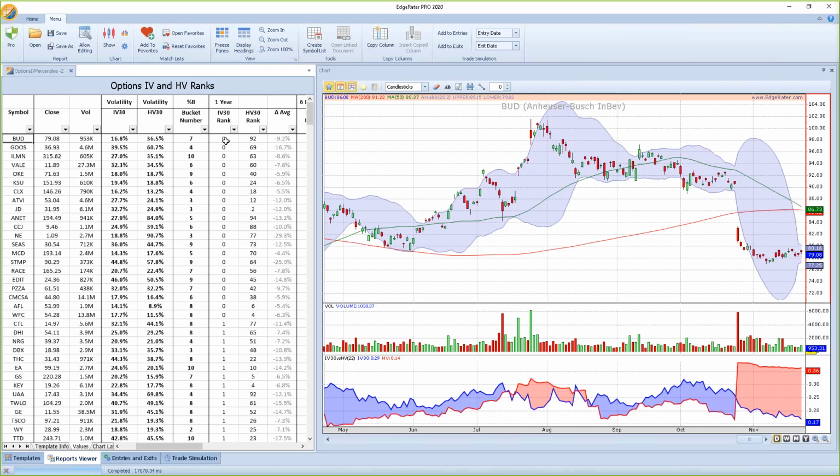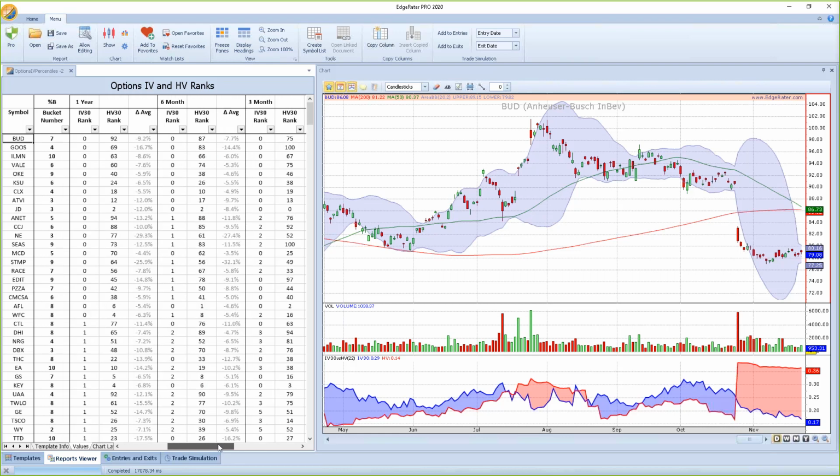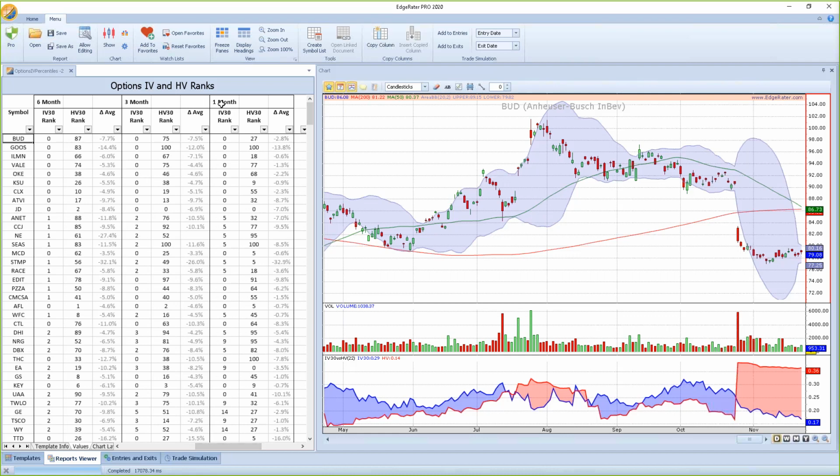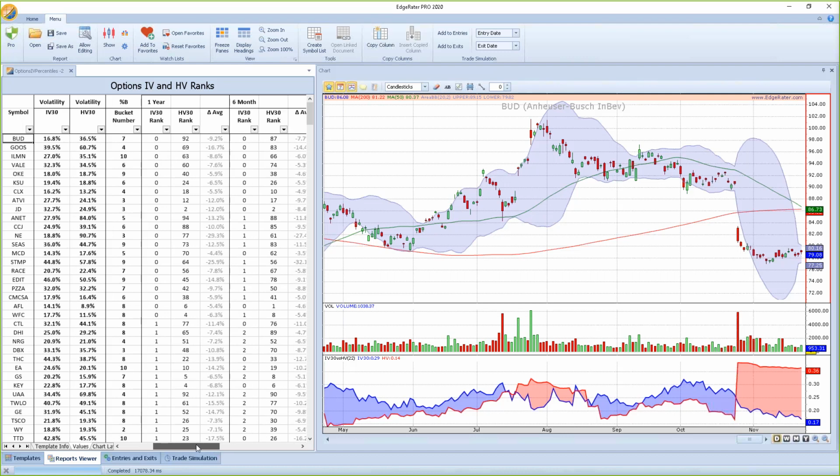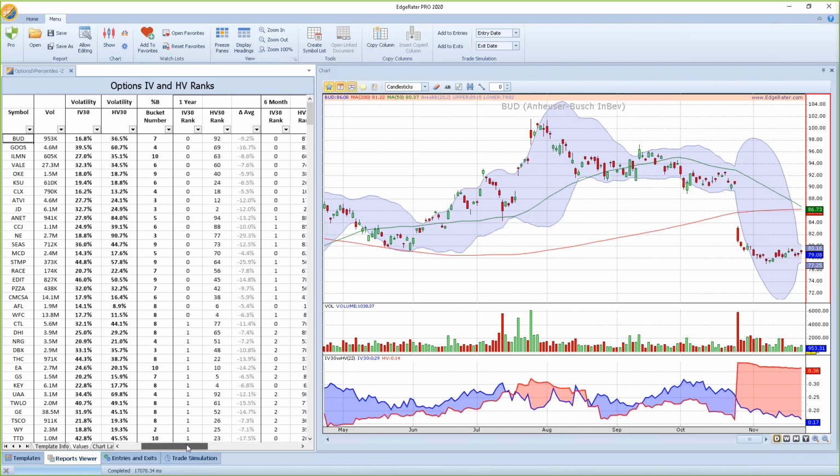But the important thing to know is where implied volatility is compared to where it has been over the last period, and the period chosen in here is 1 year. So that's one of the periods. There's also a 6-month period, a 3-month period, and a 1-month period. So it's telling you where the ranking is of implied volatility compared to the last 1 year. Let's look at the 1-year column.